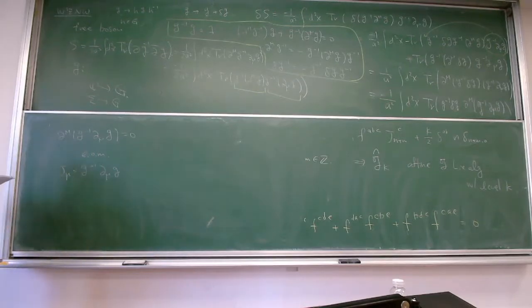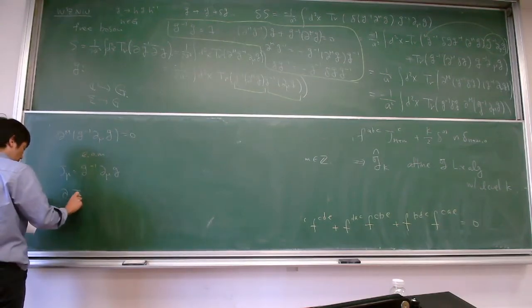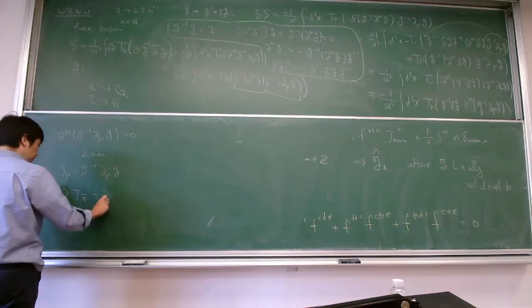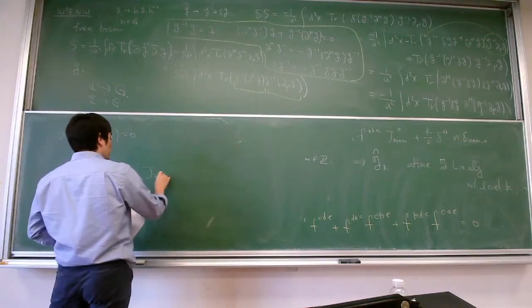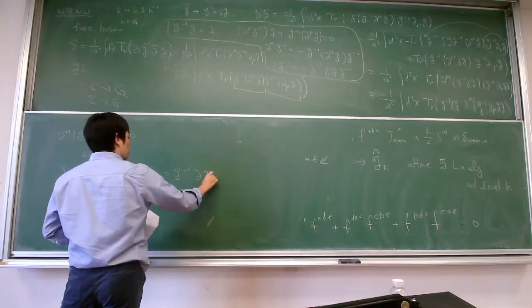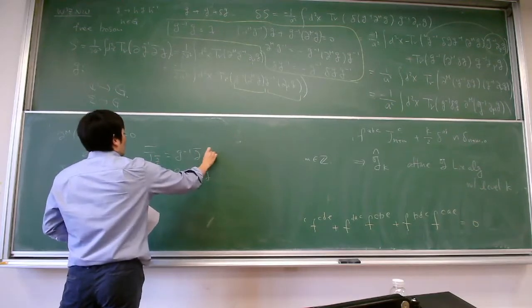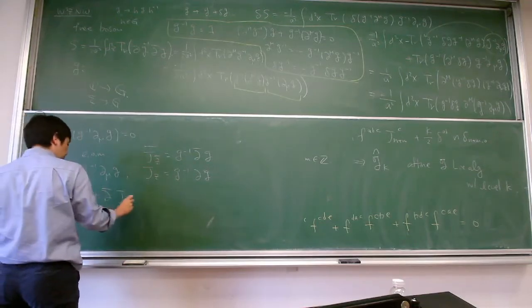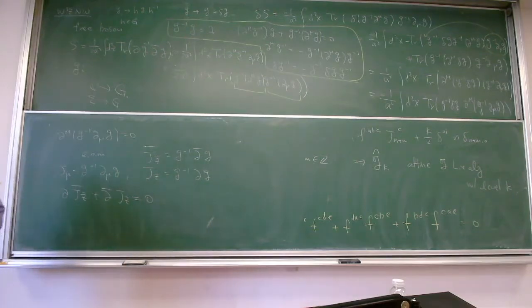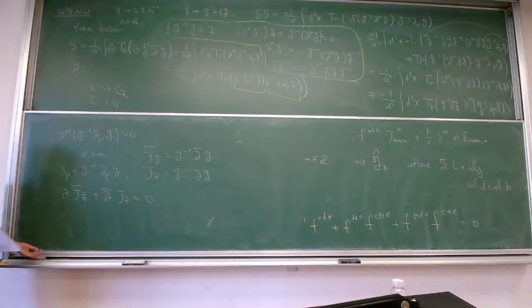However, if you use the holomorphic and anti-holomorphic coordinates, you can have J Z, and this can be understood holomorphically. You define J Z as G inverse partial Z G, and J Z bar as G inverse partial Z bar G. So this is the current conservation law. And for U1, it's very different from the U1 case.